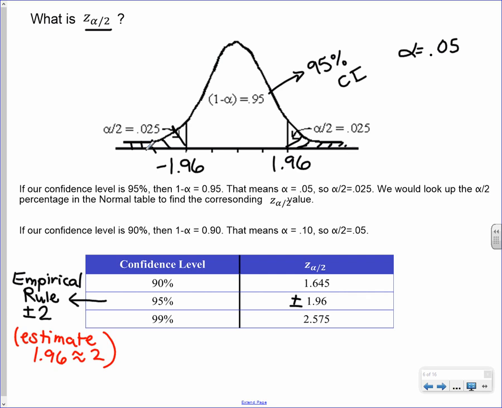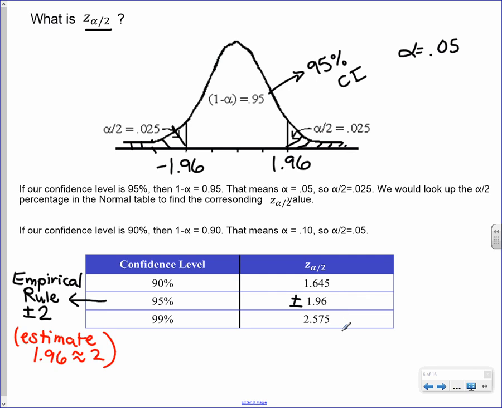Now, our confidence levels are going to be pretty much the same. Generally, the ones we're going to use are 90, 95, and 99. So if we know we're going to use one of those three, we have some Z alpha halves that are going to remain constant. Okay, so these are the most common ones that we're going to use. For 90% confidence, we're going to use 1.645. For 95%, we're going to use 1.96. That's the Z alpha half. And for 99%, we're going to use 2.575.